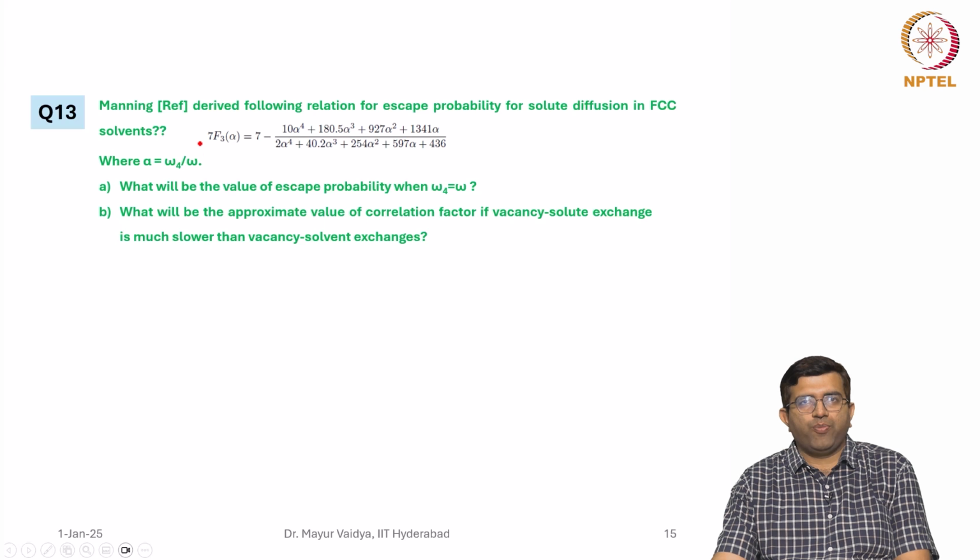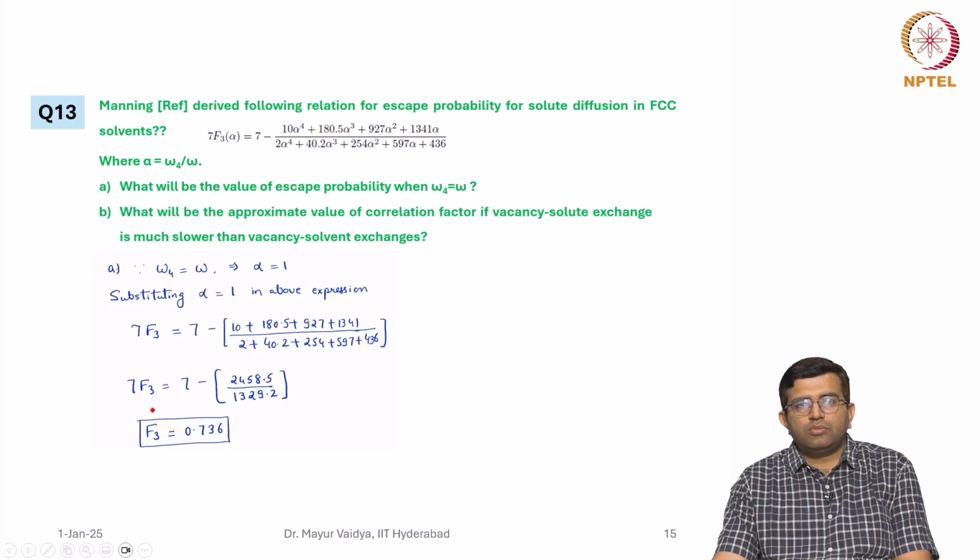So, for part A, it is very straightforward that omega 4 equal to omega means alpha is equal to 1. So, if you put this into the equation and solve it, you get F3 is equal to 0.736.